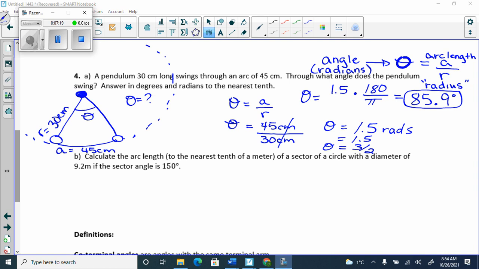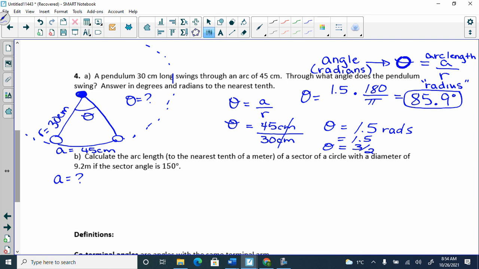Okay, so this one we have to calculate the arc length. Given the diameter is 9.2 meters, which means I have the radius, which is 4.6 meters. The theta is 150 degrees. Degrees to radians, pi on top. And what would you get? Over 6.